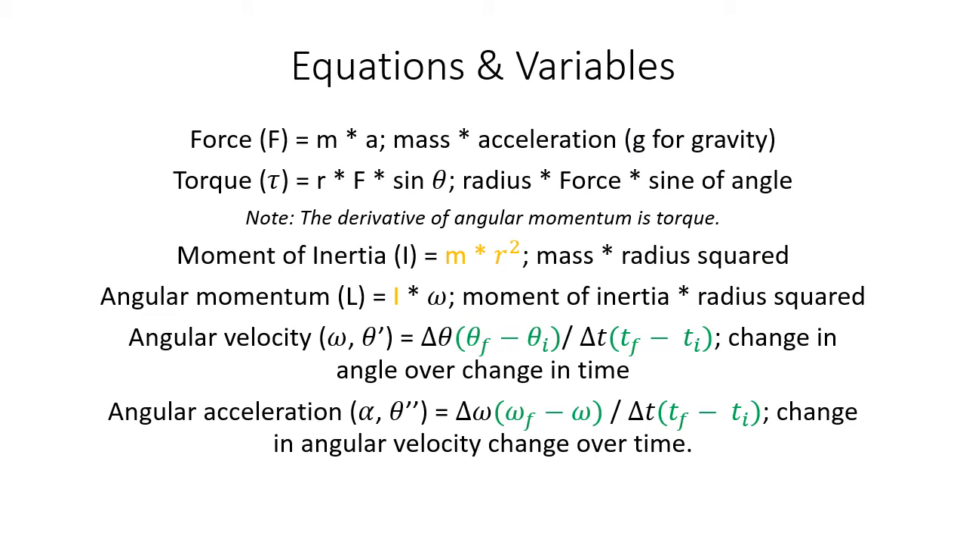The equations and variables used in our model are as follows. Force equals mass times acceleration. Torque, tau, equals radius times force times sine of theta. Note that the derivative of angular momentum is torque. The moment of inertia, I, equals mass times radius squared. Angular momentum, L, equals the moment of inertia, I, times omega. Angular velocity, omega, theta prime, equals delta theta, the change in angle, over delta t, the change in time. Angular acceleration equals the change in omega, omega final minus omega, divided by delta t, the change in time.